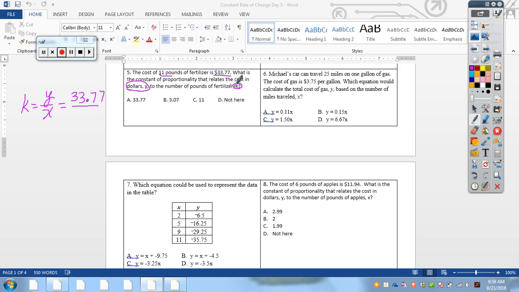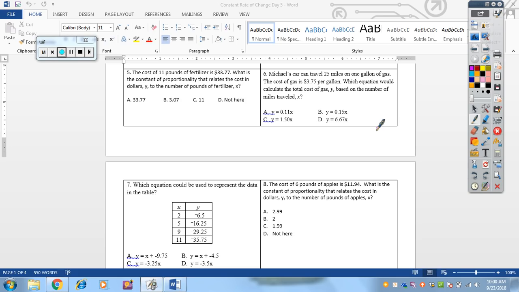To the number of pounds of fertilizer X. So pounds of fertilizer is X. How many pounds of fertilizer do we have? The answer to this is your constant. If you wrote that K equals Y divided by X down, you are golden. So multiply or divide carefully. Don't lose your decimal.